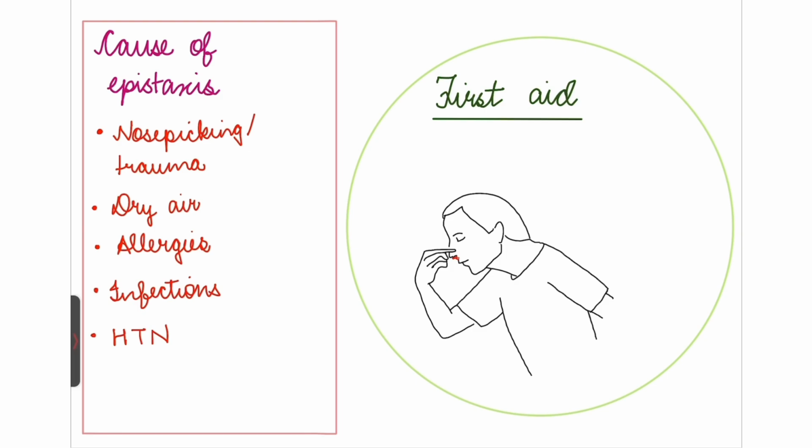The first aid is Trotter's method. In this method, the patient is seated upright. He has to lean slightly forward, pinch the soft part of his nose, and keep pinching for the next 10 minutes. He has to keep his mouth slightly open so that he can breathe. There is a need of further treatment if the bleeding does not stop in the next 10 to 15 minutes or if the bleed is very profuse.